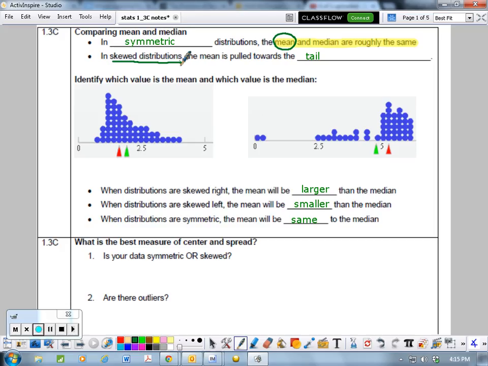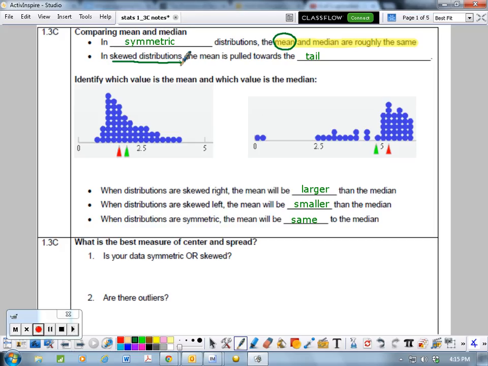Now, when we have skewed distributions, the mean is going to be pulled towards the tail. So if the tail's to the right, the mean is going to be pulled away from the median towards the right. If the tail's to the left, then the mean is going to be pulled towards the tail to the left, away from the median. And so because of that skewness that is pulling the mean, the mean is not very good to use if you have a skewed distribution. If you have a symmetric distribution, then you use the mean.